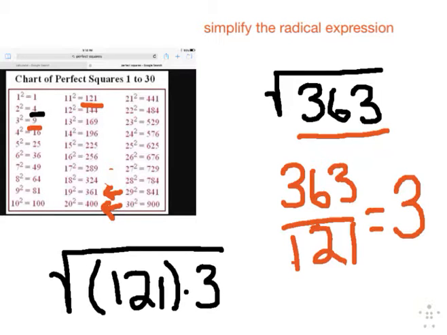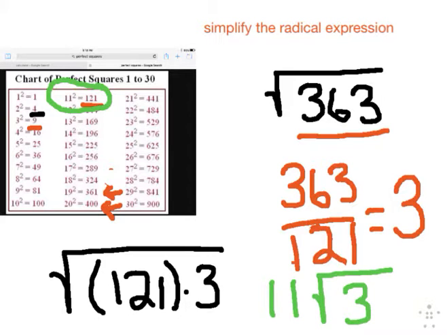Now, part of that is a perfect square. That 121 is a perfect square. As we look at our perfect square sheet, we see that 121 is the same thing as 11 squared. So what we can do is we can put the 11 on the outside, and then on the inside we leave our imperfect square, which is 3. Because we see that in our chart, 3 is in between 1 and 4, and that is not a perfect square. And there is nothing that is a perfect square that can go into that number.